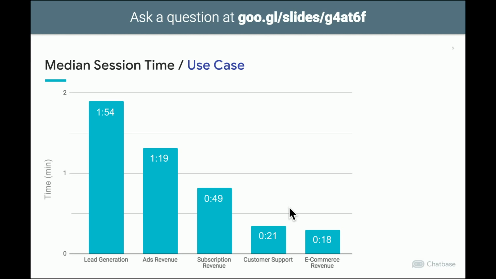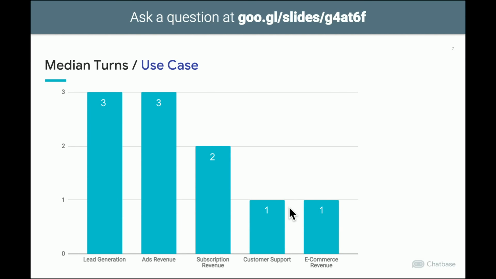Now let's layer in the number of turns. As we said, you want to know the length of time and then how many turns of the conversation there are along the way, where a turn is the bot speaking and the user speaking. That's one turn. So you can see that there's a direct correlation between session time and number of turns. Both lead gen and ads bots had 3 turns. That's the median number, during the minute to 2 minutes of session time. And the customer support ones only had 1 turn.